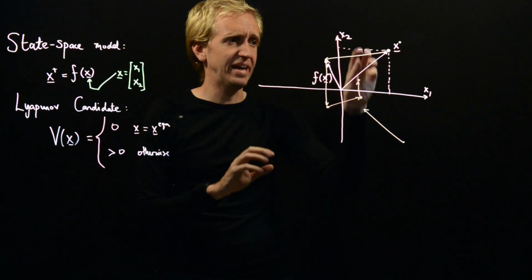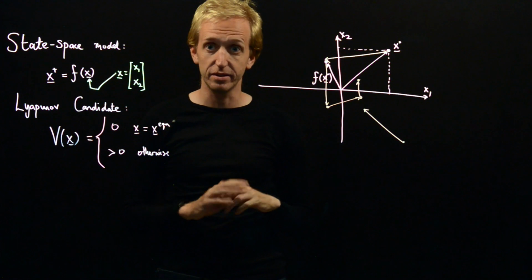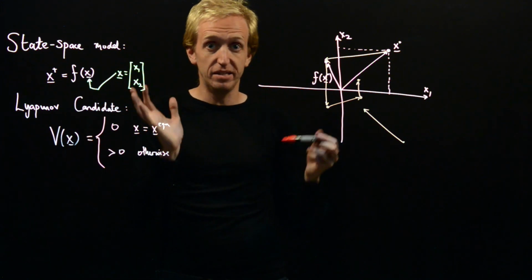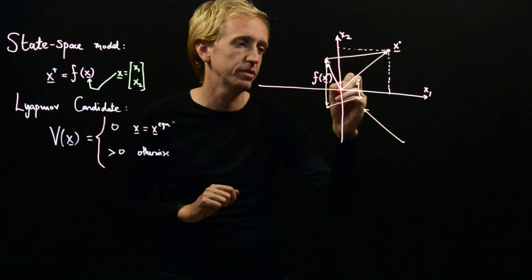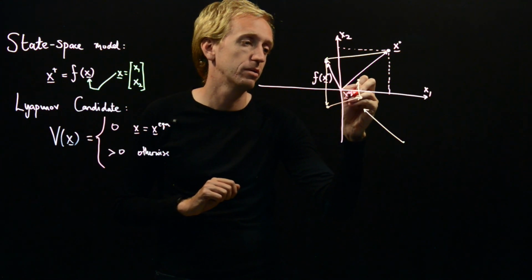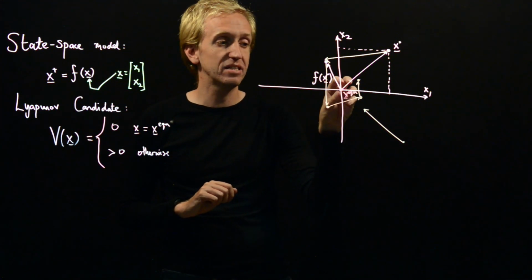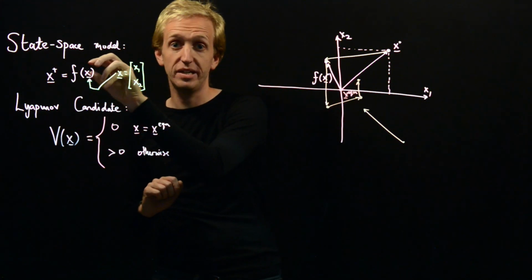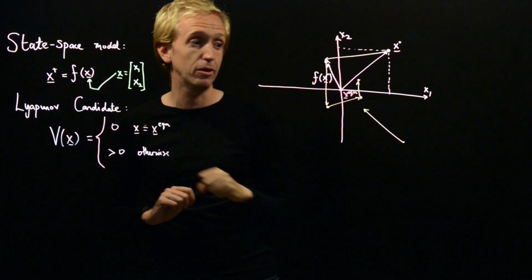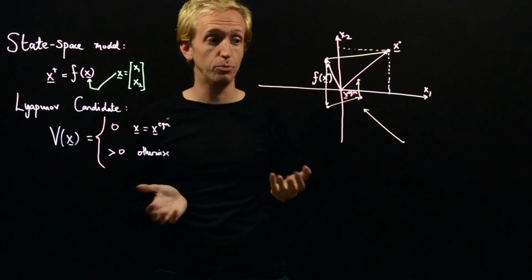In amongst the chaos of points jumping around our state space, there are a few special points that remain fixed. And these are called equilibrium points. Let's suppose that this point here at the origin is an equilibrium point. Well, what does that mean? Well, this is just a special point where if we take this vector, put it into our state space model, we get the same vector out. So if we start here, we stay here. And that's what it means to be an equilibrium point or fixed point.